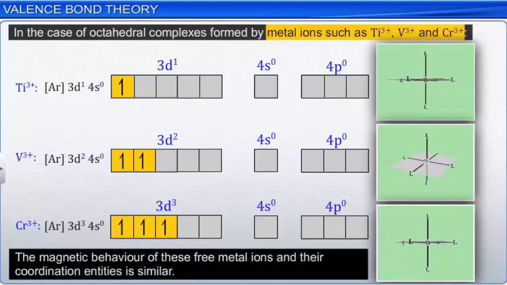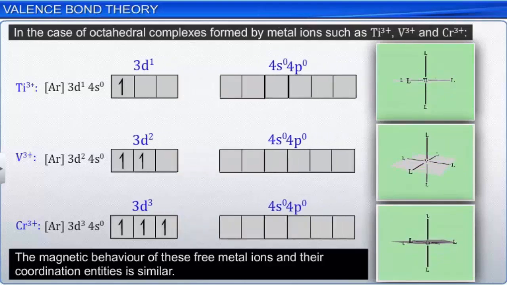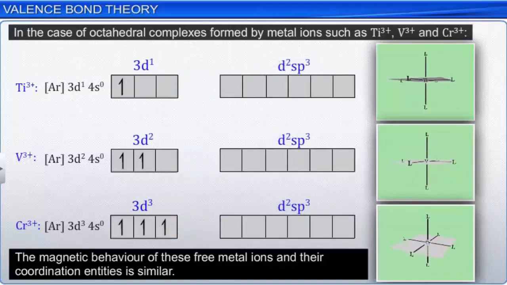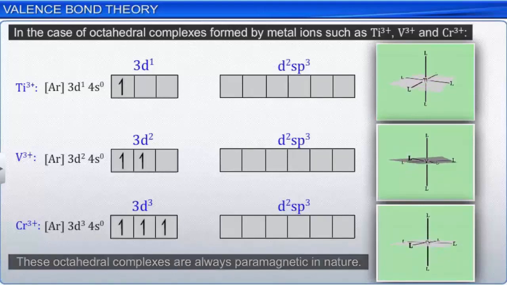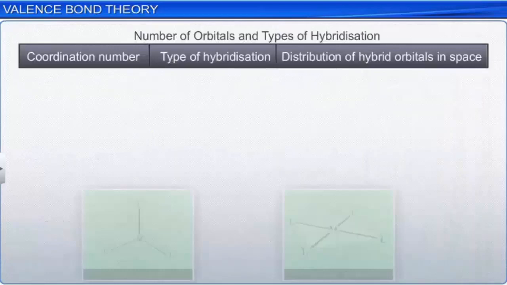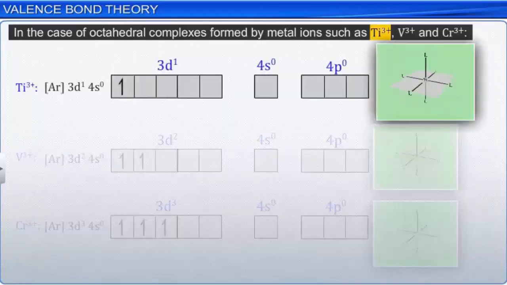So the magnetic behavior of these free metal ions and their coordination entities are similar. Hence, these octahedral complexes are always paramagnetic in nature. They may ask a question like this: why are titanium 3 plus, vanadium 3 plus and chromium 3 plus paramagnetic in nature? Because of the number of unpaired electrons found in these 3 plus complexes. They behave like a paramagnetic substance.